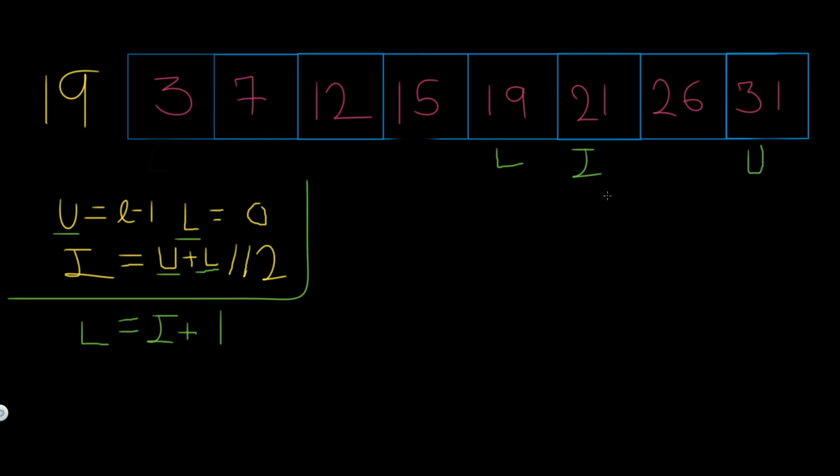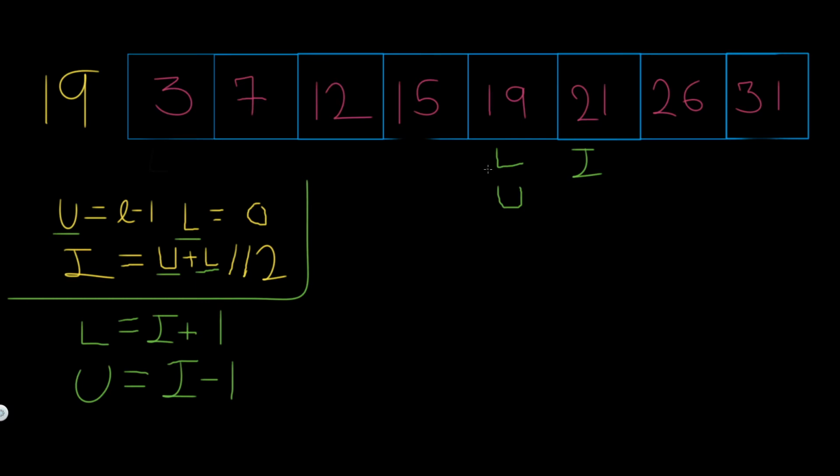Now we will do the same process again. We will check if the element at the I position of the list is equal to the element that we are searching for, and 21 is not equal to 19. Now we know that 19 is smaller than this element. When the element that we are searching for is smaller than the element that we have got, which is 21, we will change the value of U. So U will be I minus 1. I is at 21, so this U will be at this 19. So let's write U here, and let's erase that U out.